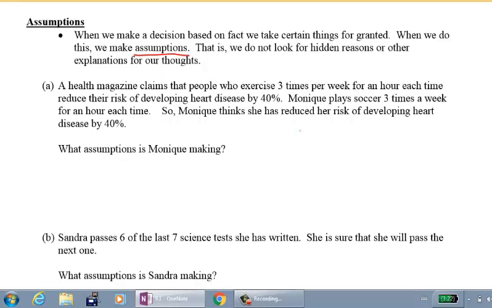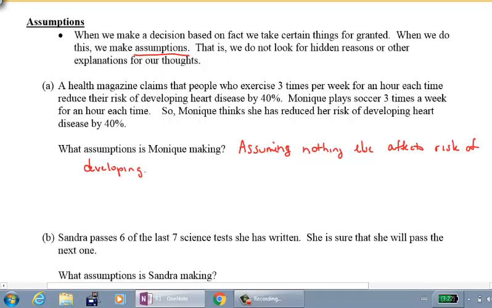So think about it. How can she say, well, because I exercise 3 times a week, my heart disease is going to drop by 40%? Really what she's doing is she's assuming nothing else matters. So assuming nothing else affects the risk of developing heart disease. You may be thinking, well, what else affects heart disease? Well, perhaps other things affect it. So other things such as, what do you think affects your heart disease risk?